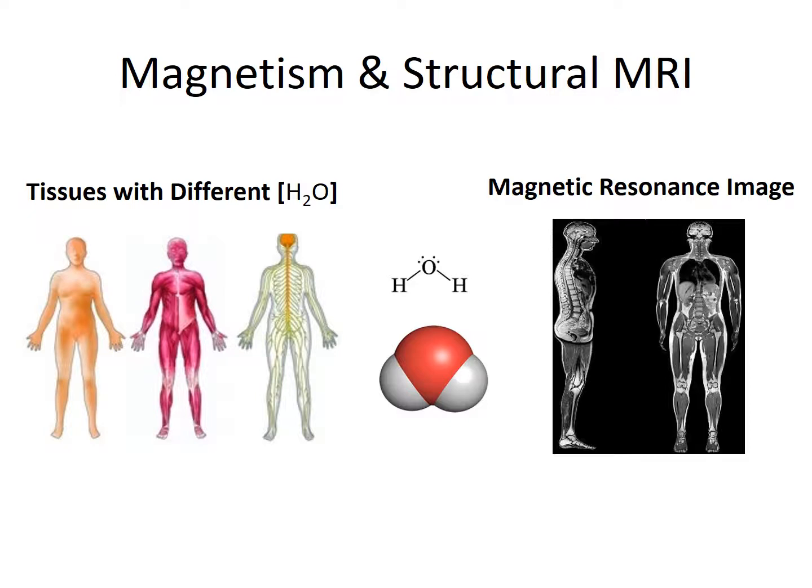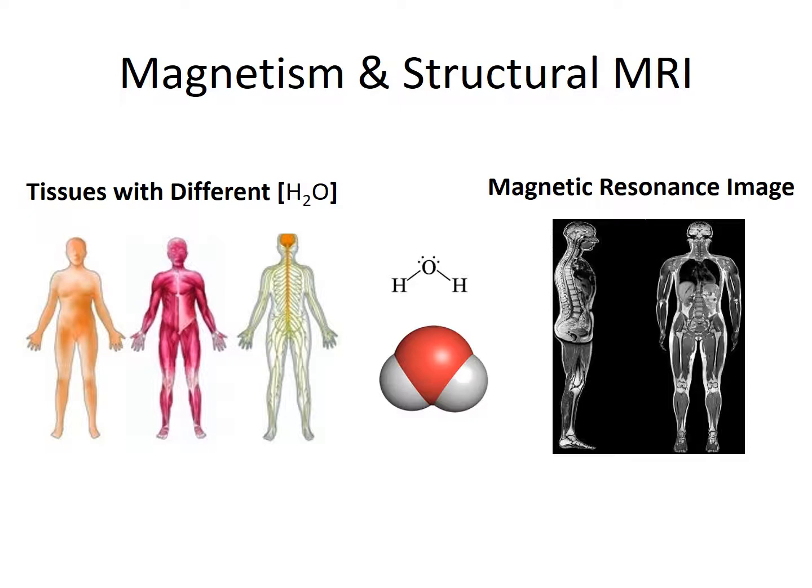How does this work in our body? Different types of tissue have different concentrations of water molecules, and these molecules have their own magnetic spin. MRI uses the hydrogen in the water molecules to create its images. So remember, these molecules are magnetically oriented in identical fashion and bumped by an additional magnetic field.